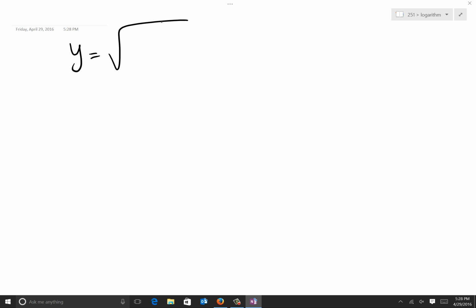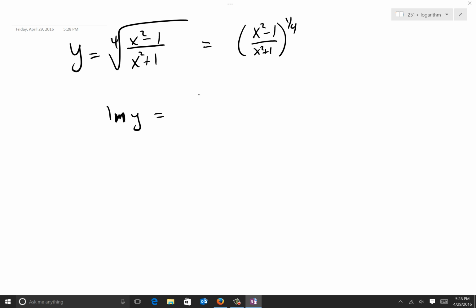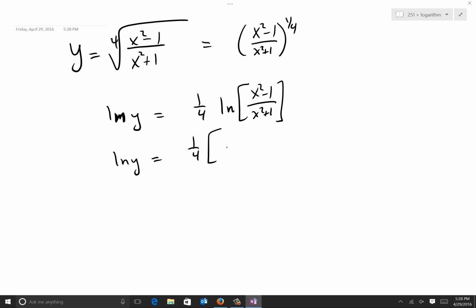Y is the fourth root, that's disturbing, of x squared minus 1 over x squared plus 1, like so. Well, this is gross, but of course it can be written as x squared minus 1 over x squared plus 1 to the 1/4 power. Ooh, there's a power. So I'll take the natural log of y is 1/4 natural log of this division. Okay, but there's more. If you recall, what happens when you divide inside of a logarithm? That is the same thing as doing what? Well, subtracting logarithms. So ln of x squared minus 1 minus the ln of x squared plus 1. Like so, right?